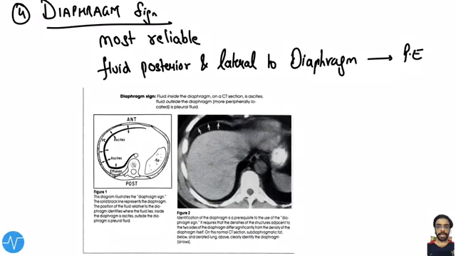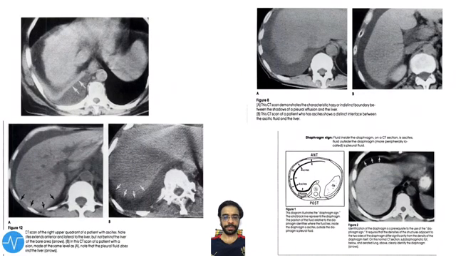The fourth is the diaphragm sign, which is the most reliable sign. If you can see the diaphragm outline and the fluid posterior and lateral to it, it is confirmatory that it is pleural effusion. These are all the signs which we have discussed.